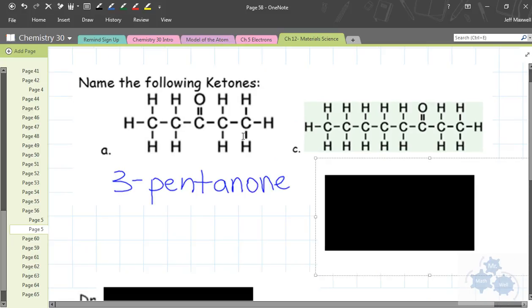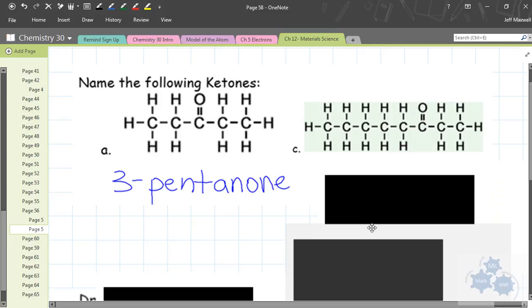Okay, so let's see if you got this right. Let's see, 1, 2, 3, 4, 5 carbons, so that's where the penta comes from. And we take the E off and we add the one because of this ketone group. And 1, 2, 3, the smallest number in counting to this carbon would be 3. So 3-pentanone. How many of you had that for answer? Got it? Awesome. All right, let's see what this answer is.